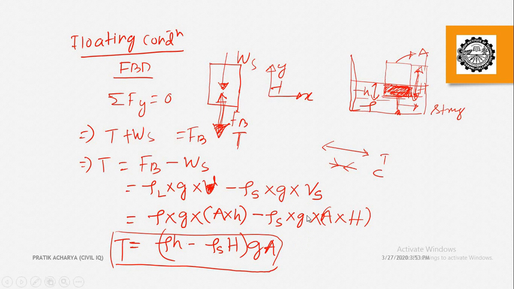Now another problem is there. This is also a very good problem. A cube of 100 mm side and density 800 kg per meter cube is kept at the base of a container, and then a liquid of density 1000 kg per meter cube is poured into the container. The minimum height to which the liquid needs to be poured into the container for the cube just to lift up. And this is the case.